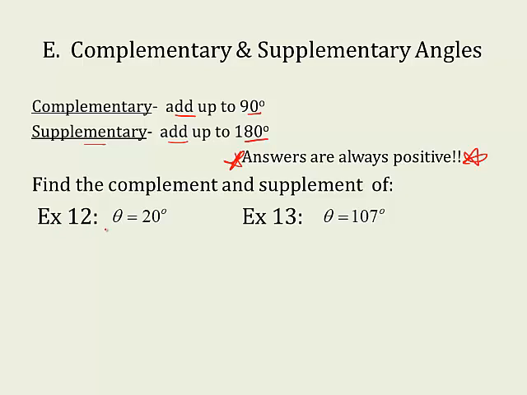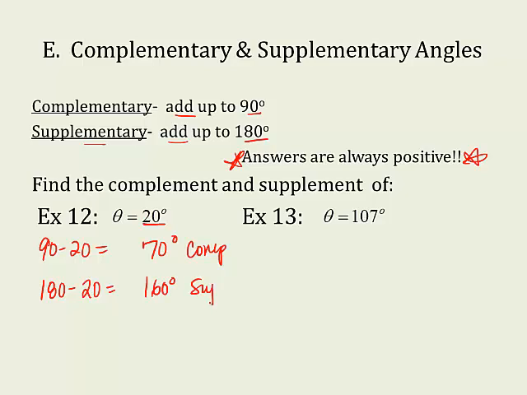Number 12 here, let's find the complement and supplement of this angle. So, to find the complement of 20, I take 90 and I subtract 20. So the complement is 70 degrees. All right. To find the supplement, I would take 180 and subtract the 20. I get 160, and this is the supplement. That's my answer.